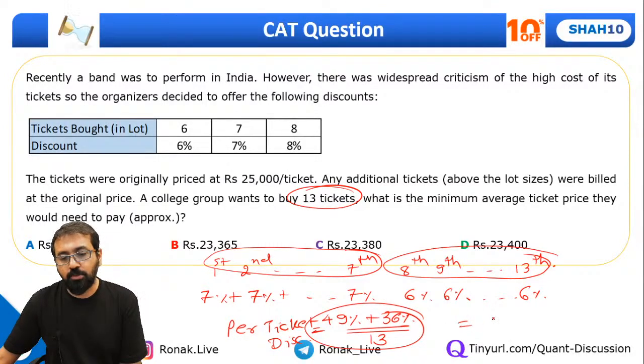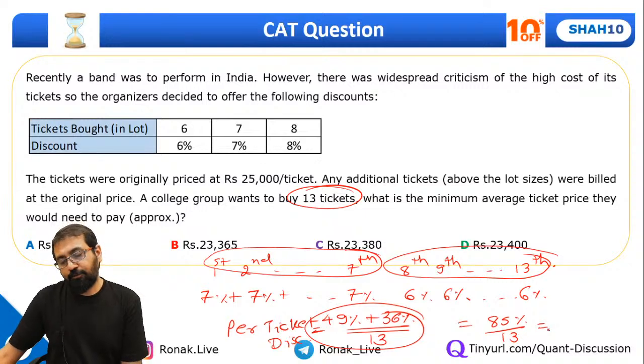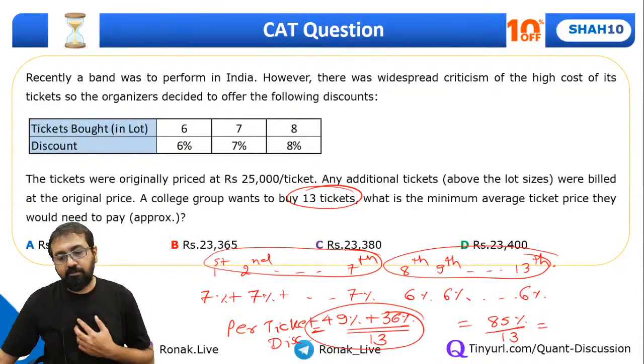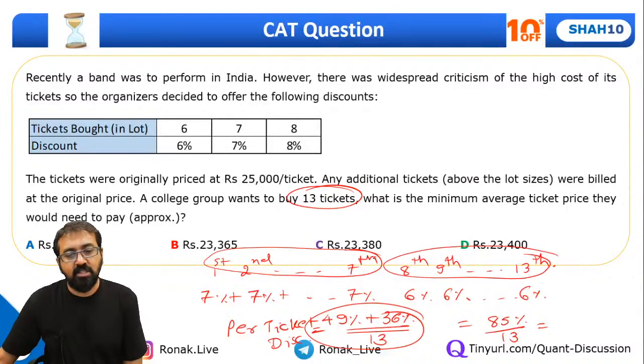So this will come out to be 85 by 13%, right? If you solve this, what will it come out to be? So can I say 85 by 13%? This is what you need to find out. This is the discount that you have obtained. Now if you want, you can convert it to decimal, but that will be too complicated.